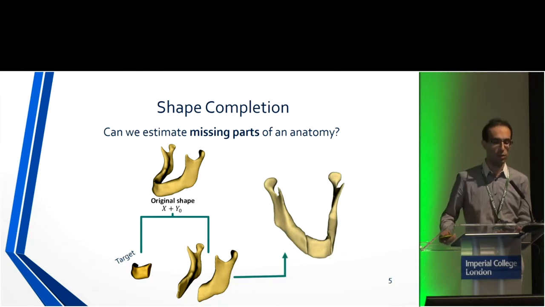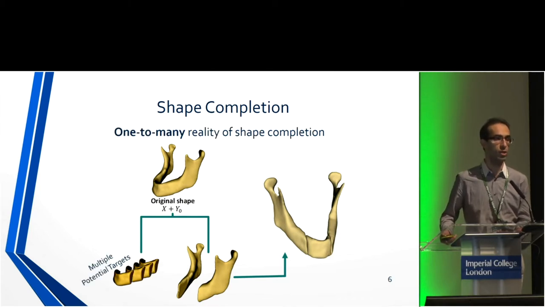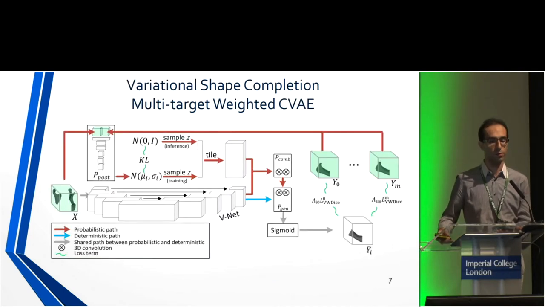The thing is that if we train such a model deterministically, we are basically ignoring the fact that shape completion is a one-to-many problem, meaning that there is no unique solution that completes this shape for us. To address this, we created a conditional variational autoencoder approach where we considered multiple targets as potential completions for a given shape, in which we try to encode the posterior latent distribution of the shape and the target together and consider that during our shape completion approach.